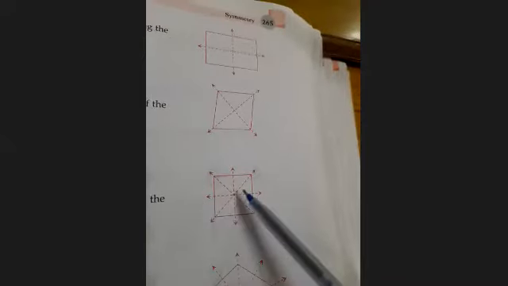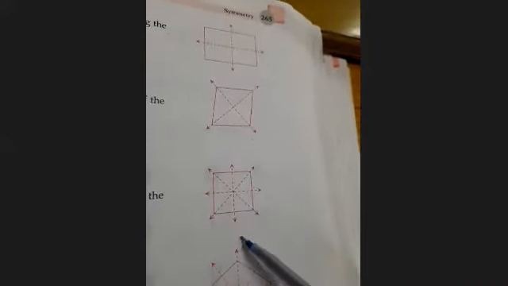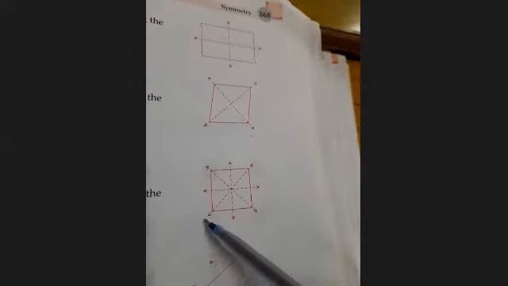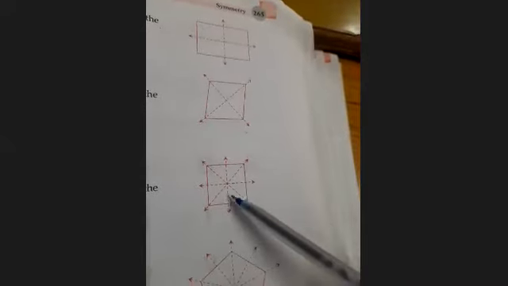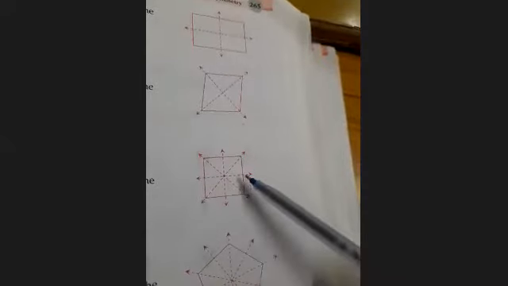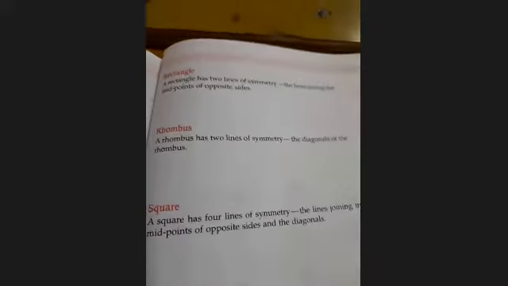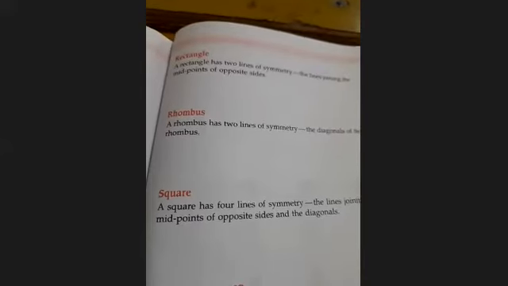First, second, now fold the square diagonally. Third and fourth. A square has four lines of symmetry. First and second are horizontal and vertical. Now the third line of symmetry, then the fourth. So it means a square has four lines of symmetry.